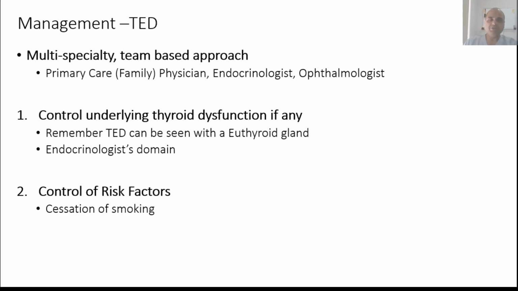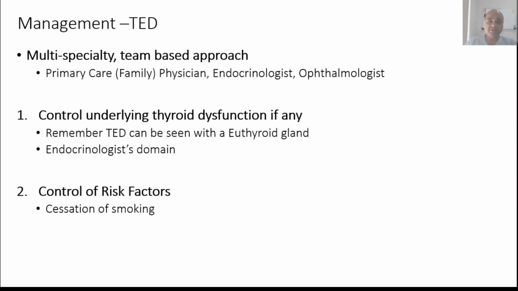The most important physicians here are your endocrinologist and your ophthalmologist. You might need to involve also other subspecialties of ophthalmology, including oculoplastics. You might also at times want to involve plastic surgeons depending upon your needs and what your expertise is. The first thing to do is obviously to correct any underlying thyroid dysfunction. Remember that you can have thyroid eye disease with a euthyroid gland. And this is basically what the endocrinologist is going to be doing together with the primary care physician. Then you have your risk factors, of which number one was smoking.